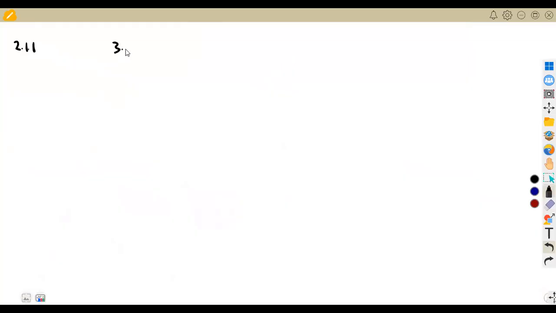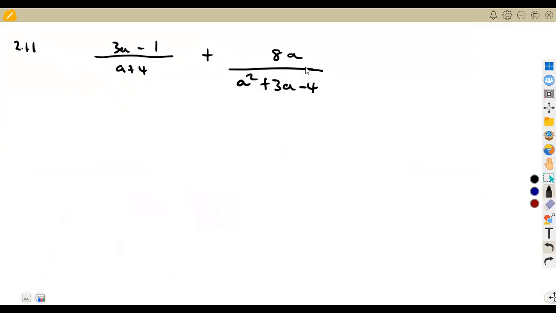We are given 3a minus 1 over a plus 4, plus 8a, everything over a squared plus 3a minus 4, like this. This is what I want you to understand. Remember, when you're dealing with addition and subtraction, what you need is to find the LCM of the given denominators, or what you refer to as the LCD, the lowest common denominator. But that must be found if we've got our algebraic expression in a factorized manner.